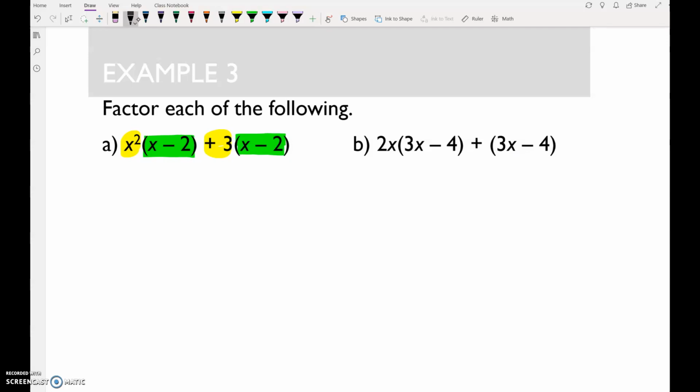The factored form is x squared plus 3 times x minus 2. And I will re-highlight so that you can see where this all came from.